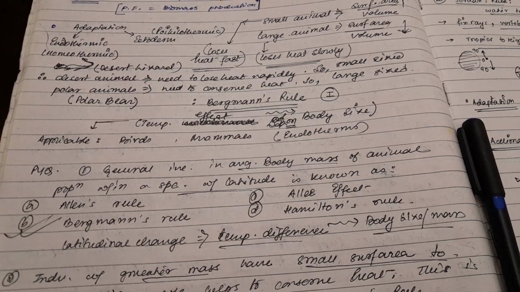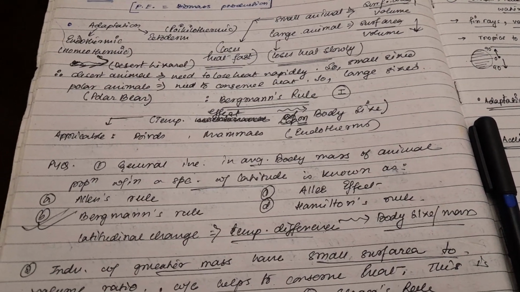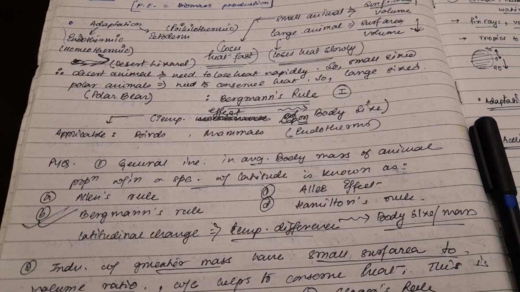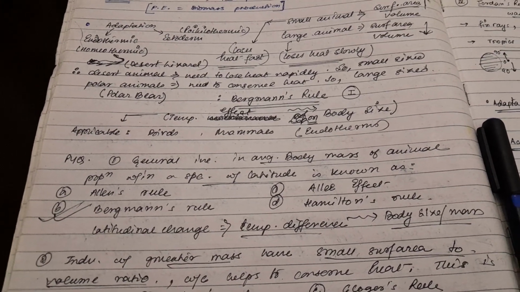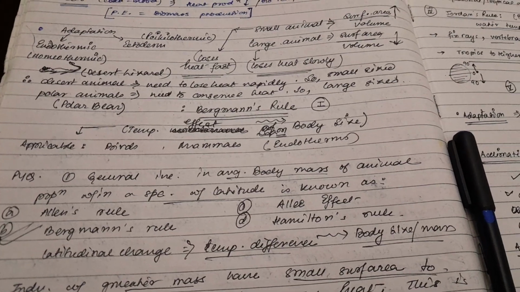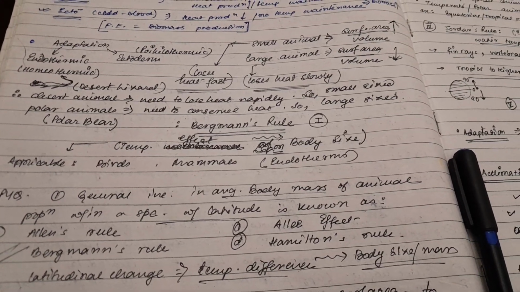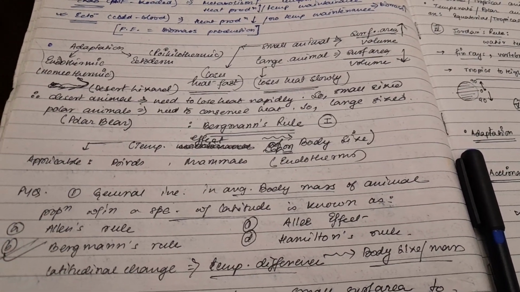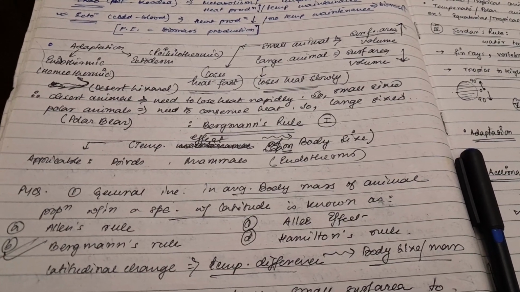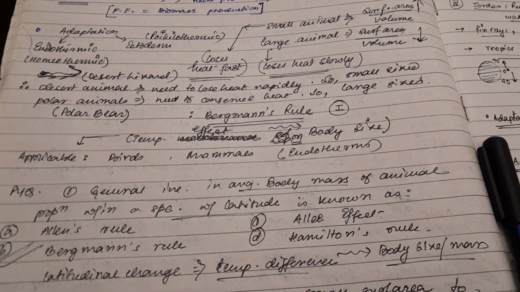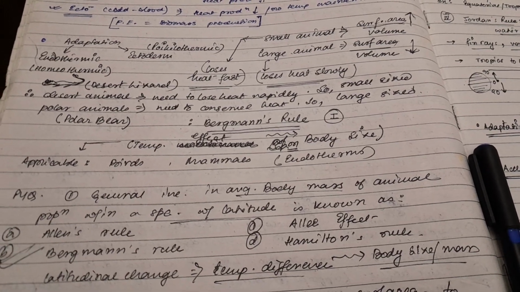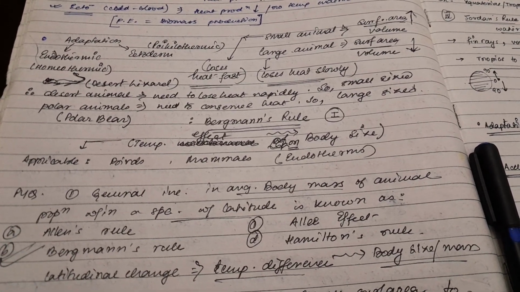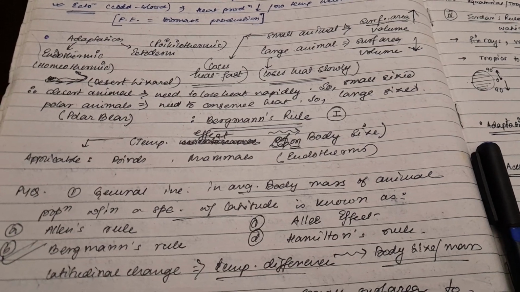there is a relationship of body mass or body size, which is related to the surface to volume ratio. In small animals, the surface area is more and the volume is less, so the surface to volume ratio increases. But in large animals, their volume is more but the surface area is less, so the surface area to volume ratio becomes very low.